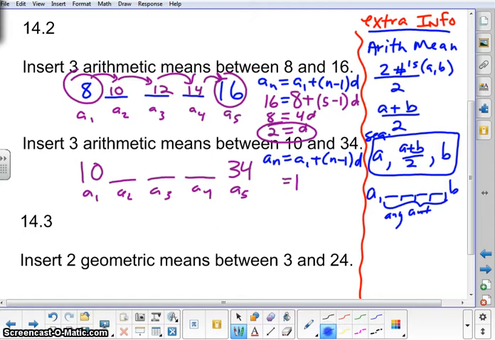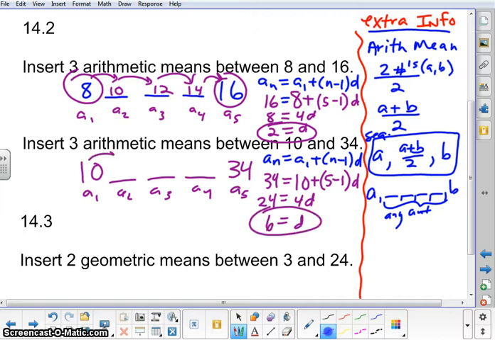So we know the first term is 10. We know the fifth term is 34. And then solve. So we have 24 equals 4d. So then d is going to equal 6. And then we're going to use that common difference to add. So we have 16, and then we have 22, and then 28. So hopefully you got that answer after adding 6 every single time.